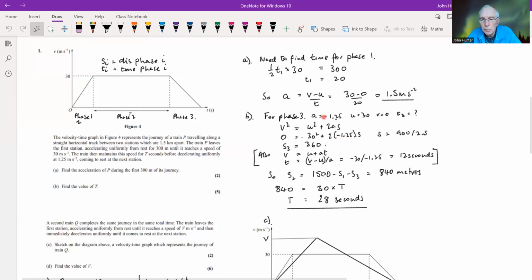Okay, so let's just plug those things in there. We'll not go through the working, but the only thing we don't know in there is s, that's s3, of course. So if we work that through, we're going to get s3 equals 360.